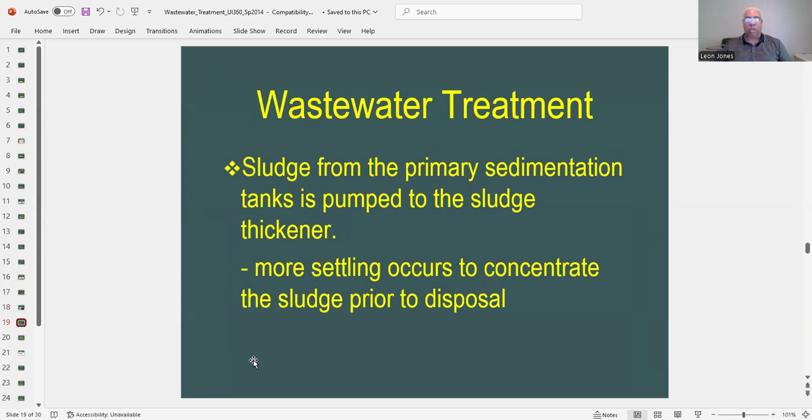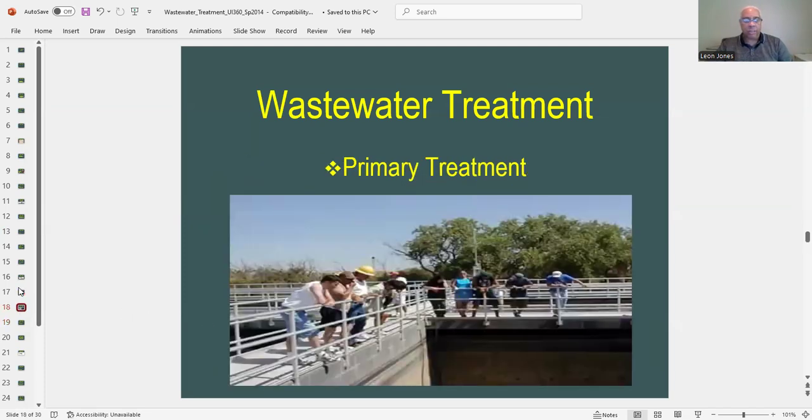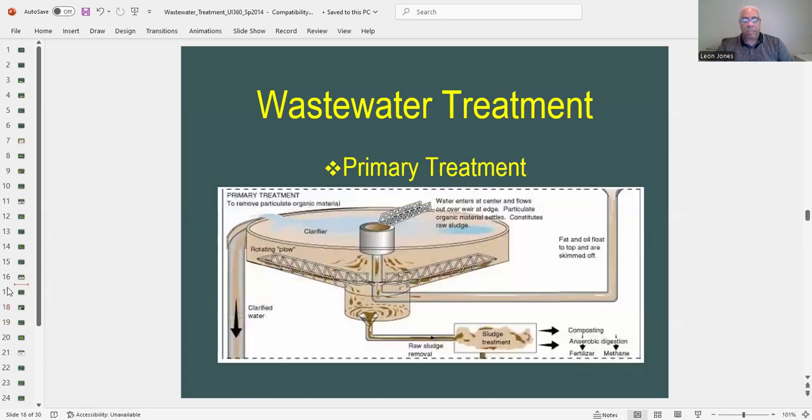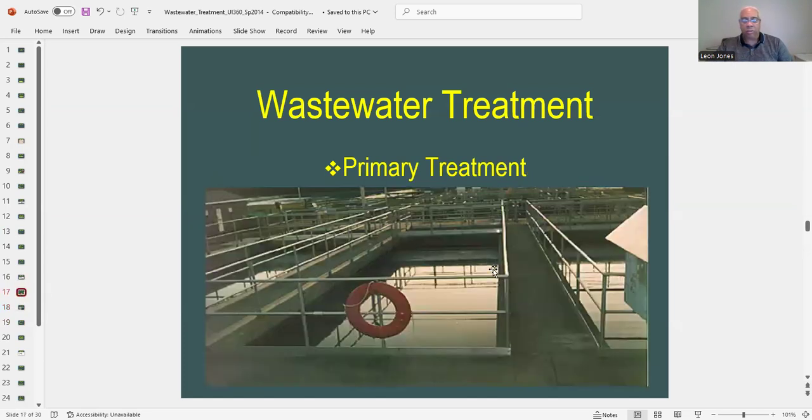When we deal with sludge, part of the process is that sludge from the primary sedimentation tanks is pumped to the sludge thickener. More settling occurs to concentrate the sludge prior to disposal. Now, what do your sedimentation tanks look like? These are your sedimentation tanks right here.